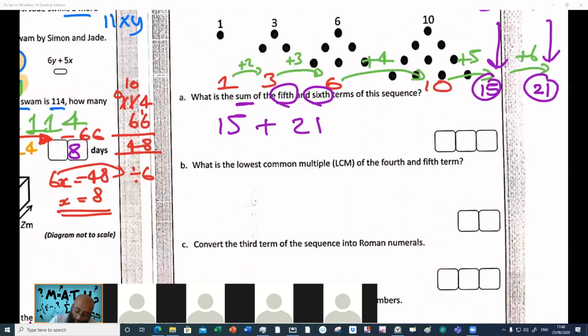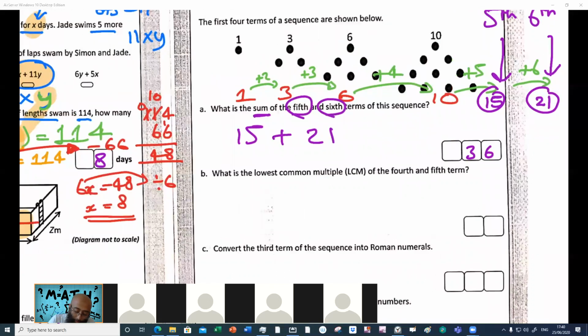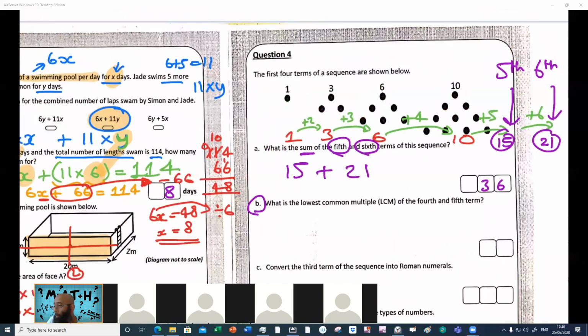36. Very nice. Excellent there. Okay, read the next part. What is the lowest common multiple, LCM, of the 4th and 5th term? Okay, so this is our first, second, third, fourth. The fourth term is 10 and the 5th term is 15. So they want us to find the LCM of 10 and 15.